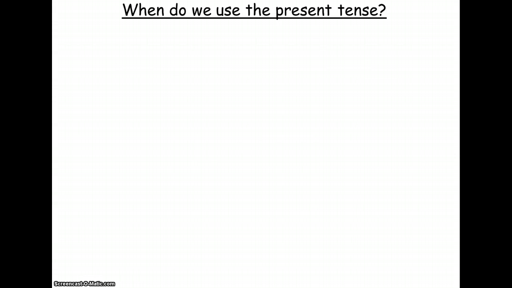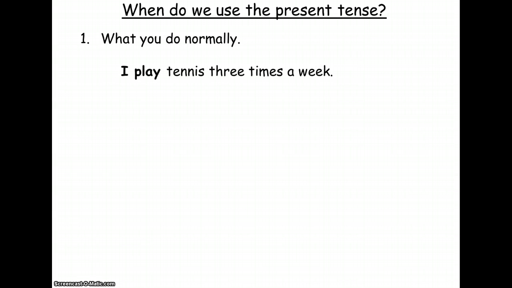First of all, you need to know when we use the present tense in French, and we need to have a look at a few examples in English first so that you understand that. First reason you might choose the present tense is to say what you do normally. For example, if you want to say, I play tennis 3 times a week, you're talking about what you do normally. That's the key idea.